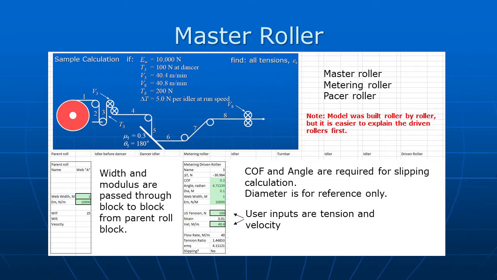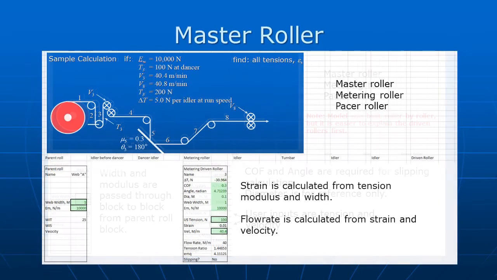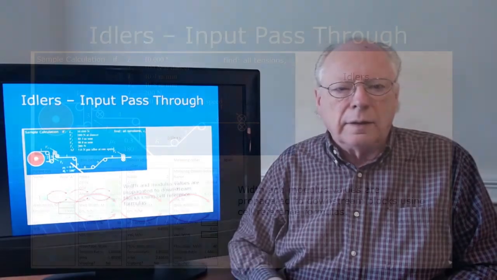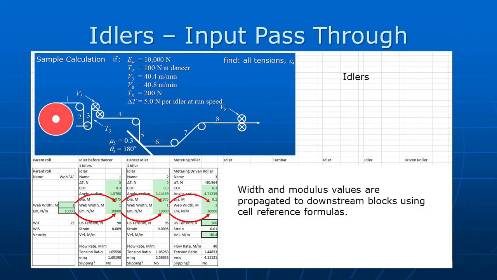Now, in the master roller, the strain is calculated based on tension and the modulus and width, and then the flow rate is calculated based on the strain and the velocity. Now, if we look at the two idlers, the idler and the dancer load cell, we can see that the width and the modulus is just passed by reference from one cell to the next. And so that's how it finds its way down to the metering roll.